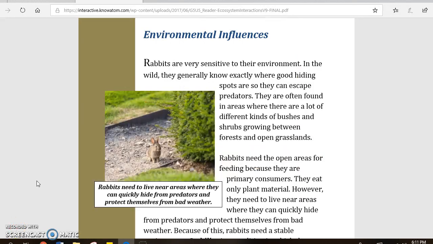Environmental influences. Rabbits are very sensitive to their environment. In the wild, they generally know exactly where good hiding spots are so they can escape predators. They are often found in areas where there are a lot of different kinds of bushes and shrubs growing between forests and open grasslands. Caption: Rabbits need to live near areas where they can quickly hide from predators and protect themselves from bad weather.